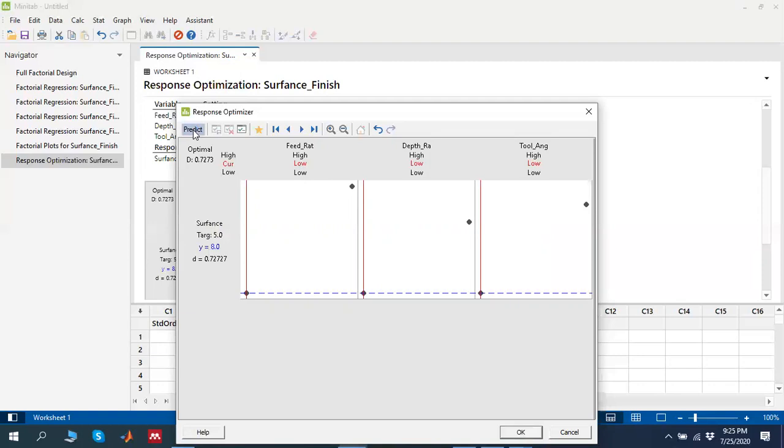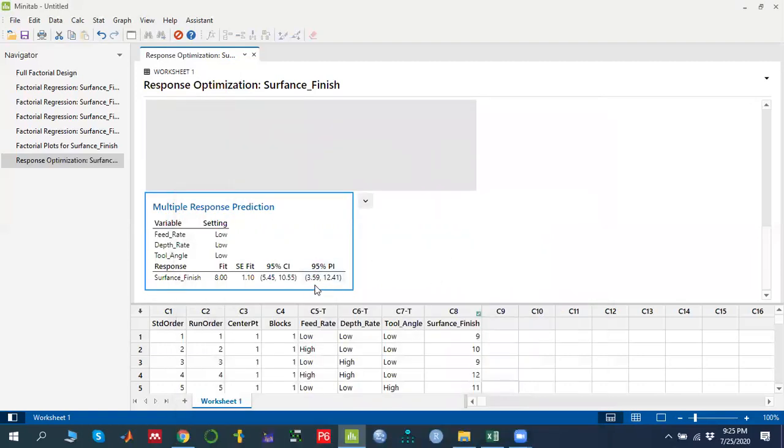Similarly, you can predict that one. The prediction is indicating that your surface finish becomes 8 if you have all three factors at a low level, and I am 95% confident that your surface finish will lie between 3.59 and 12.41, if you set your feed rate at the low and high levels which you decided earlier. I hope you understand the 2-power-3 full factorial design of experiment, how to design it and how to analyze it. Thank you so much. See you in the next video.